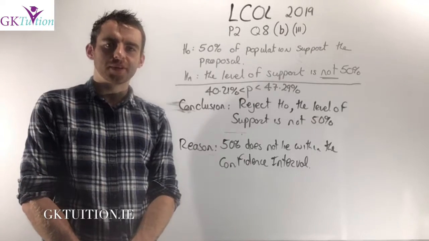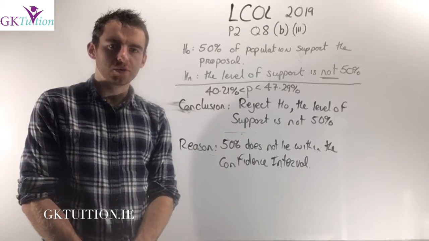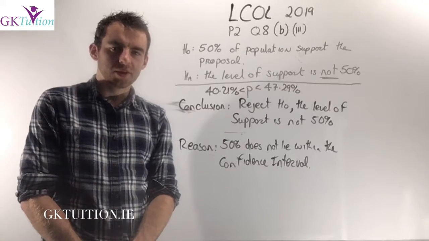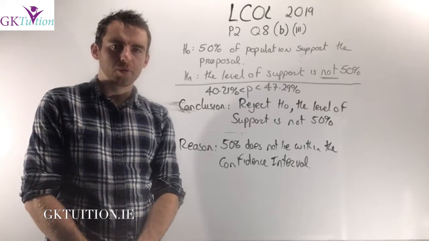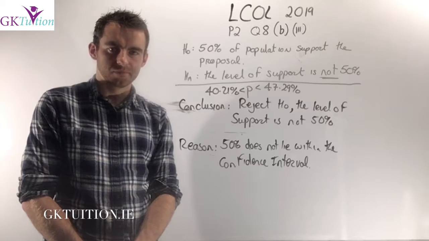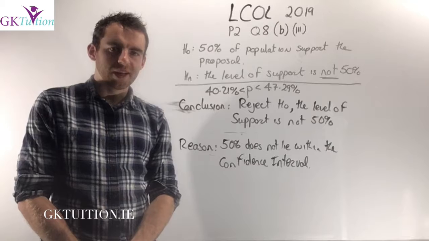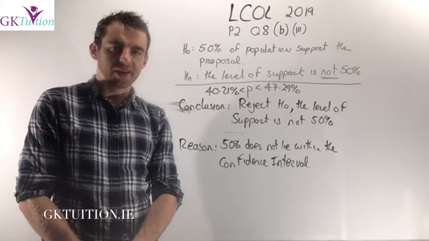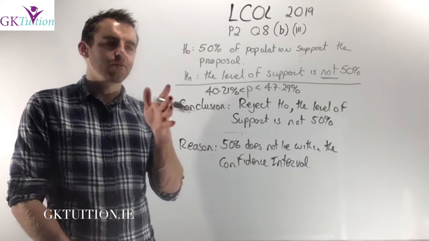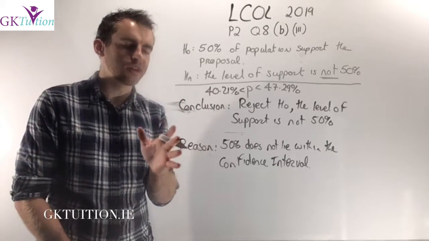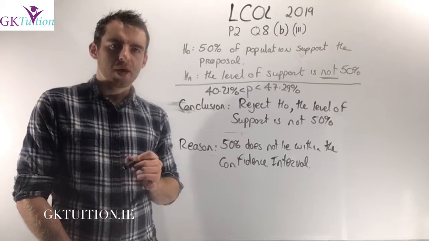In the final part of this question, we're told that a local newspaper claims that 50% of the local population agree with the EU proposal to abolish daylight savings time. And we're asked to conduct a hypothesis test at a 5% level of significance to investigate this claim. We need to state our null hypothesis, our alternative hypothesis, make a conclusion, and give a reason for that conclusion.